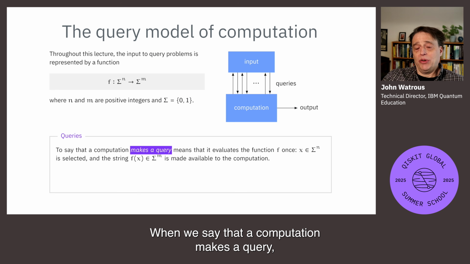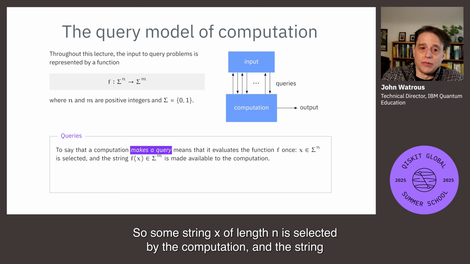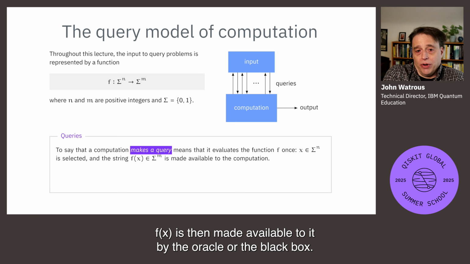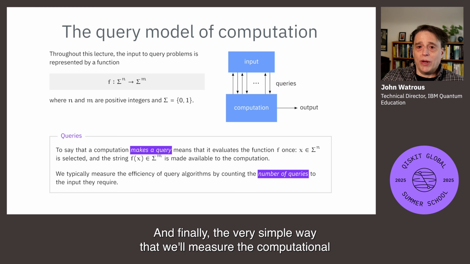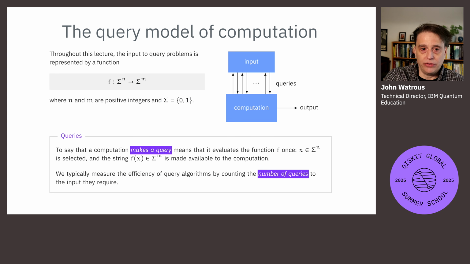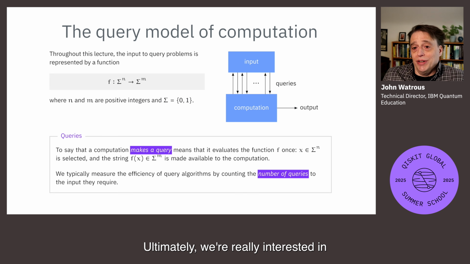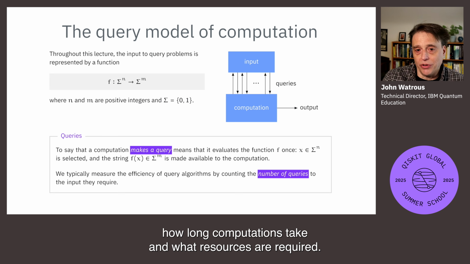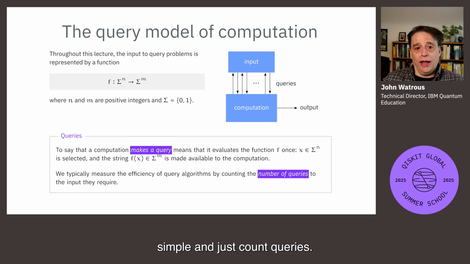When we say that a computation makes a query, what we mean is that the function f is evaluated once. So some string x of length n is selected by the computation, and the string f of x is then made available to it by the oracle or the black box. And finally, the very simple way that we'll measure the computational cost of a query algorithm is to count how many queries it makes. That's definitely a simplification. Ultimately, we're really interested in how long computations take and what resources are required. But when we study the query model, we generally keep things simple and just count queries.